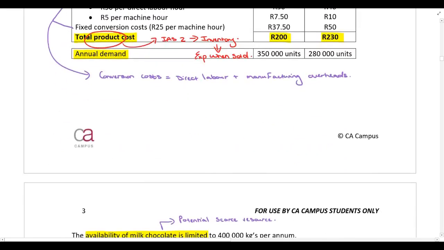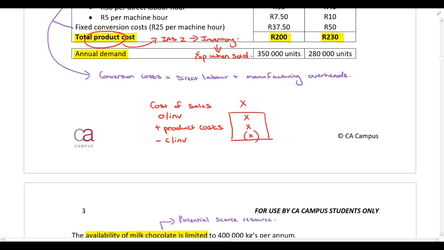and are only expensed when the inventory is sold. So let's have a quick look at the cost of sales calculation. Remember, we calculate cost of sales by taking opening inventory, adding our product costs, so direct material, direct labor, fixed and variable manufacturing overheads because we are using absorption costing, and then we deduct closing inventory. So that's what the calculation of cost of sales looks like, just roughly. Opening inventory plus your production costs minus closing inventory gives you cost of sales.